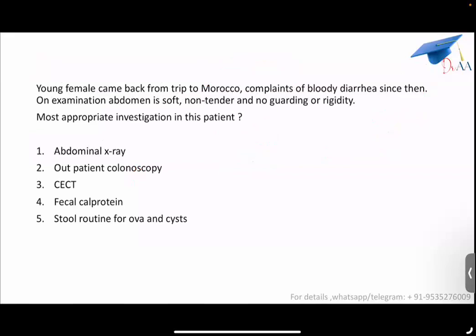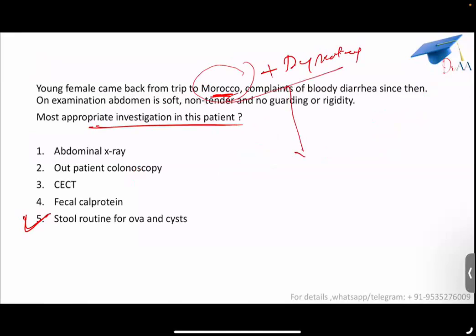Young female came back from a trip to Morocco. Complains of bloody diarrhea since then. On examination, abdomen is soft, non-tender, no guarding, and no rigidity. Most appropriate investigation in this patient? There is a travel history, along with bloody diarrhea, dysentery. Always think about a parasitic infection.